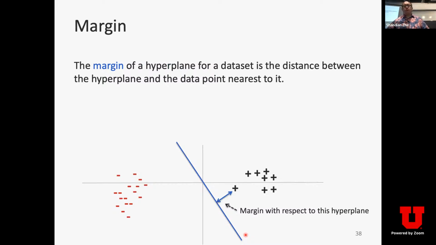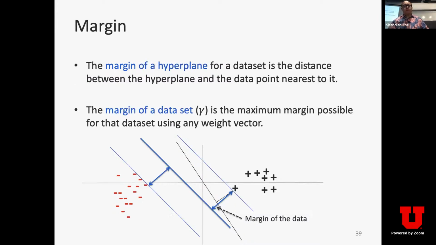Okay, and then we can extend the definition of margin to the margin for a data set. So what does it mean for margin of a data set? First, we need to make sure that this data set is still linearly separable, right? If the data set is not linearly separable, it doesn't have any margin. And then we know that we could have many different separating hyperplanes, you might have infinitely many separating hyperplanes. So the margin of the data set is the margin of a separating hyperplane which has the maximum margin.